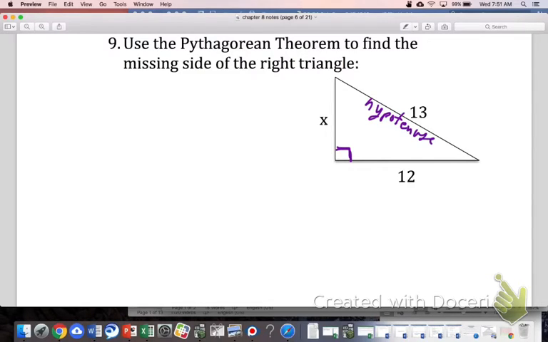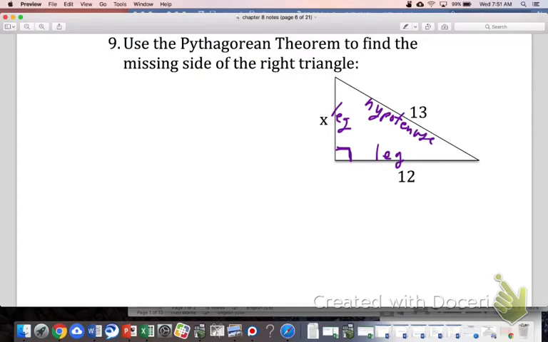The other two sides, does anybody know what the other two sides are called? Doesn't one of those start with an I? Base and height, I guess you could, yeah. They actually start with the letter L. Oh, yeah. Legs. They're both called legs. So there's two legs and the hypotenuse.